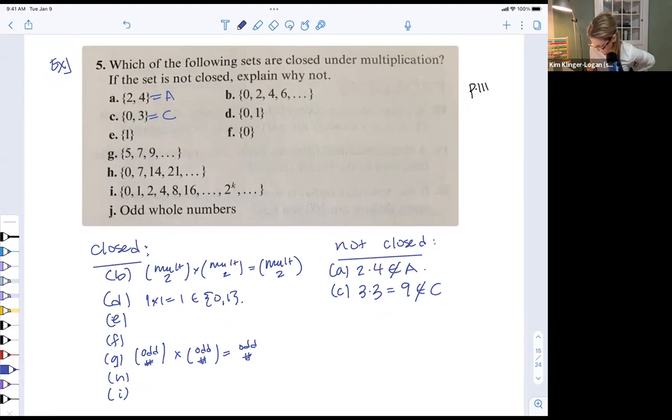And odd whole numbers, just for the same reason, I think that should be closed as well, because an odd number times an odd number is another odd number. Great.